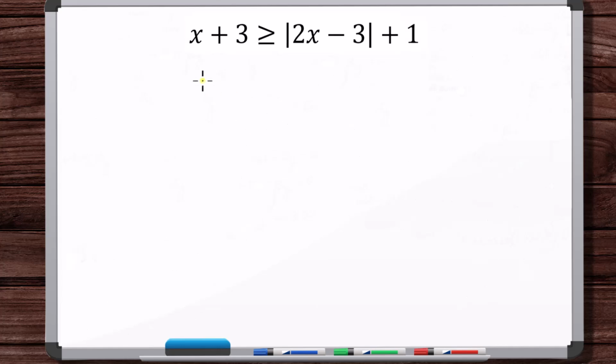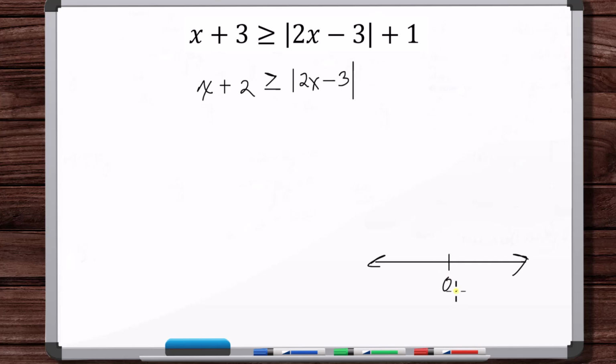Okay, let's start by simplifying as much as possible. We see that we can subtract 1 from both sides. Now there's nothing more we can do. So now we just have one absolute value with the linear expression inside of it. So we'll have this one crossover point when x is equal to 3 halves. Let's look at when x is greater than or equal to 3/2. In that case, 2x minus 3 is going to be positive or 0.